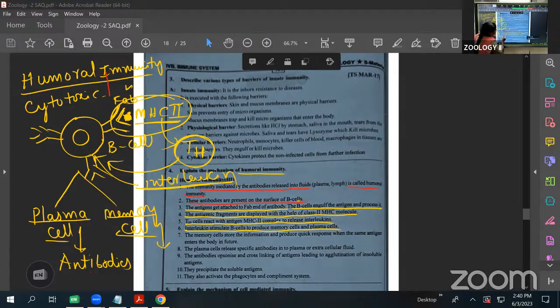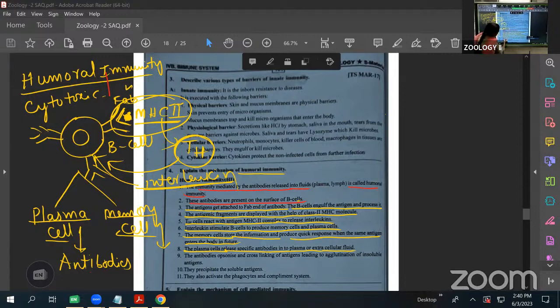Clear? What about the memory cells? Memory cells store the information and produce a quick response if the antigen enters the body a second time in future. Next, the plasma cells. What is the function of plasma cells? Plasma cells release specific antibodies into the plasma and extracellular fluid.